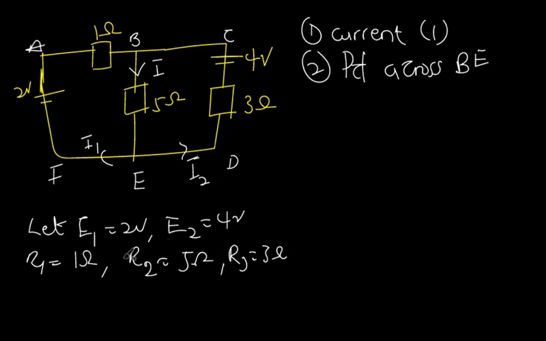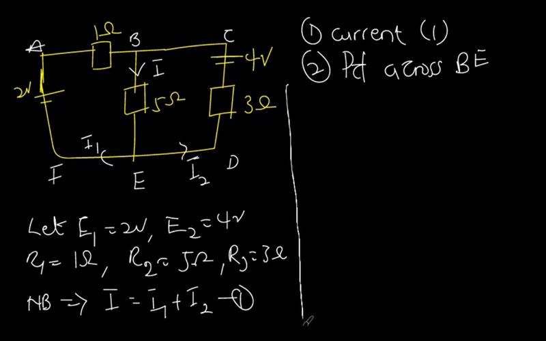Now if that is the case, we also need to take note of the fact that what? The current passing through this resistor, arriving at this junction, is being split into 2 over here. So we have what? I is equal to what? I1 plus I2. Let's name this equation 1. This is really important. So now that we have that, let's look at how to solve this problem.